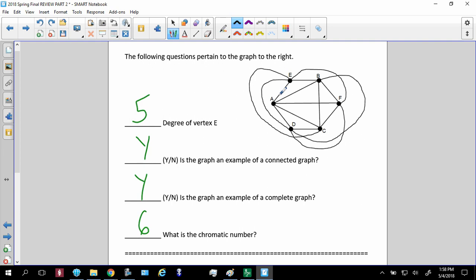But if you notice, this is a complete graph as well because every single vertex is touching every other vertex, meaning A is touching all of the other vertices. B is touching all the other vertices, so on and so forth. So that would be a complete graph. Now, what is the chromatic number? A lot of folks struggled on this.